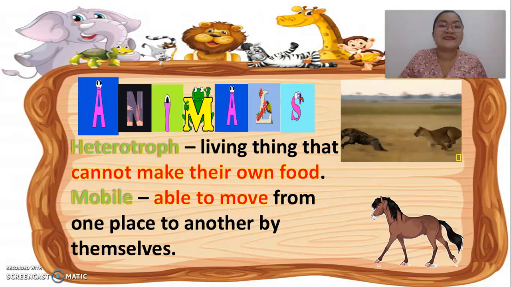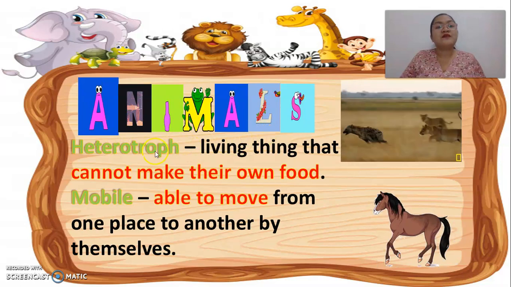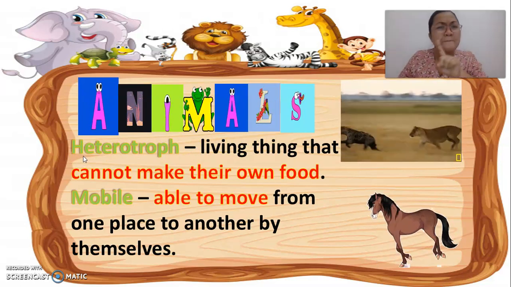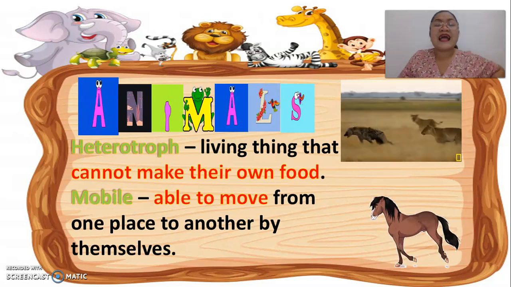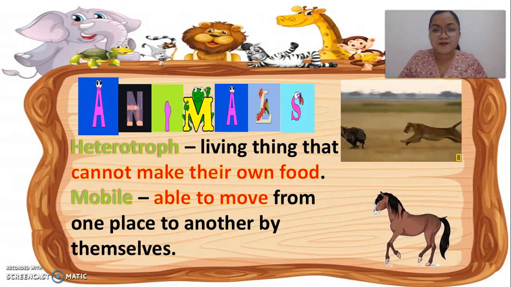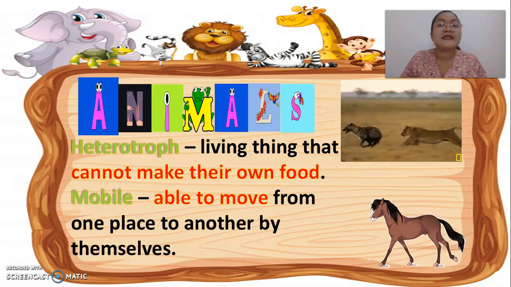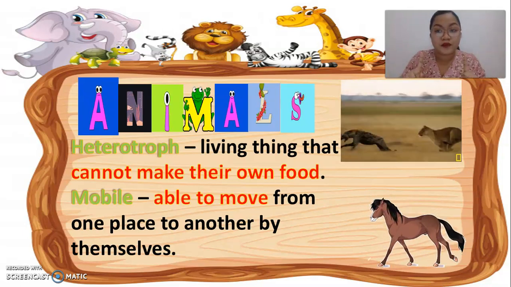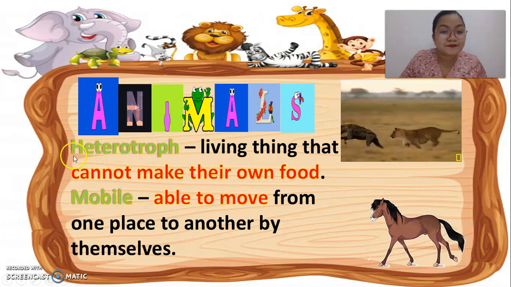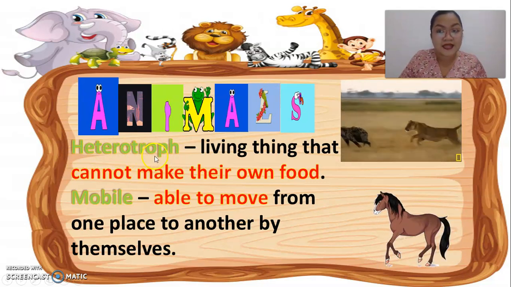Alright, very good. So next we have animals. Number two, we have animals. When we say animals, these are the living things that cannot make their own food. So what do you call living things that cannot make their own food? They are called the heterotroph. Again, everybody, can you say heterotroph?